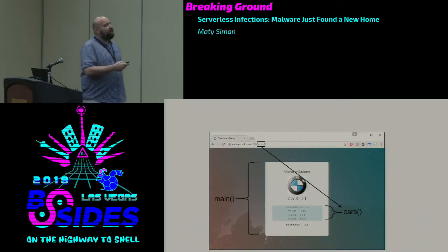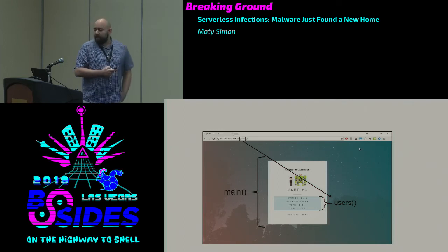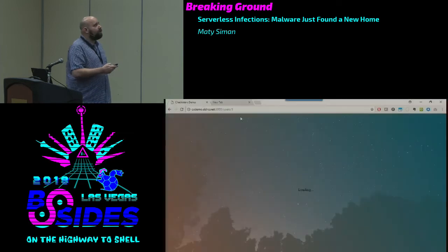You can see that in the URL part, we call either cars or users. This is the part of the main function. This is the part of the cars or users. And the number here is just the number of car or user. This is as simple as it gets. Here's an example of users. This is user number 1, and this is how it looks like. So this is the playground. Let's see how it works.